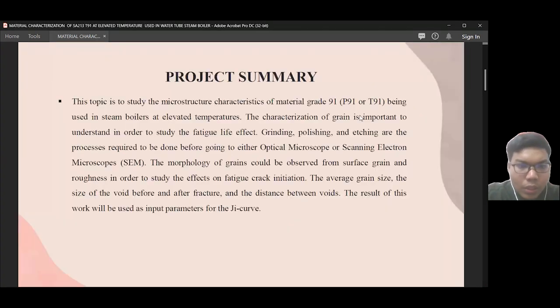This topic is to study the microstructure characteristic of material grade 91 being used in steam boiler at elevated temperature. The characterization of grain is important to understand in order to study the fatigue life effect. Grinding, polishing and etching are the processes required before going to either optical microscope or scanning electron microscope. The morphology of grain could be observed from surface grain and roughness in order to study the effect of fatigue crack initiation. The average grain size, the void before and after fracture, and the distance between voids are examined. The result of this work will be used as an input parameter for the G-curve.